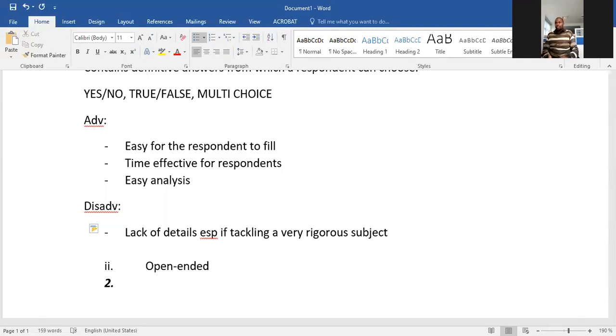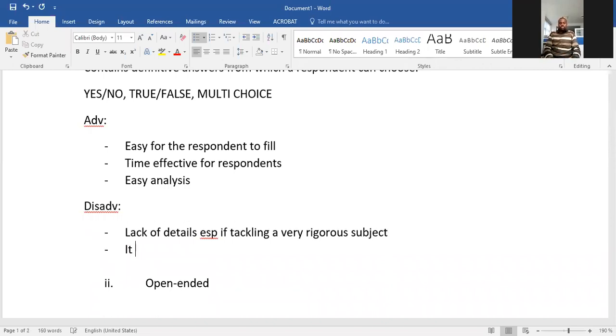Lack of details, because you won't have details. It's just yes or no. So if you're handling a very rigorous subject, a very, very probably tough or very involving subject, you will really have to settle on the answers they have given you: yes, no, true, false, or choose from the multi-choice. Okay, lack of details, especially if you're tackling a very rigorous subject.